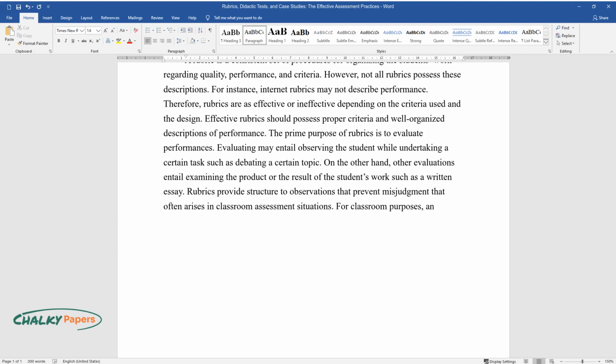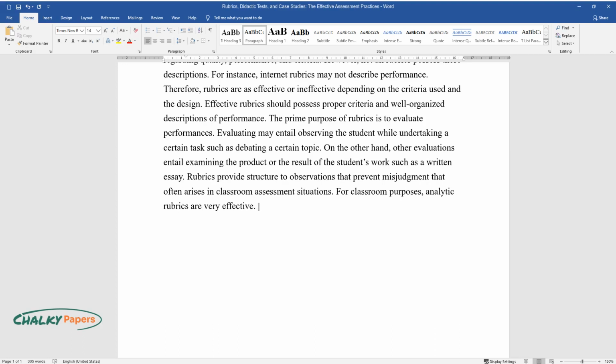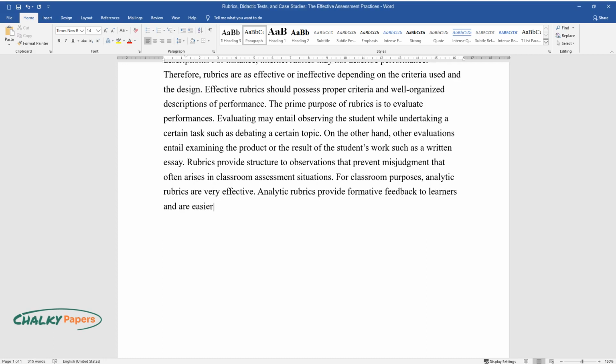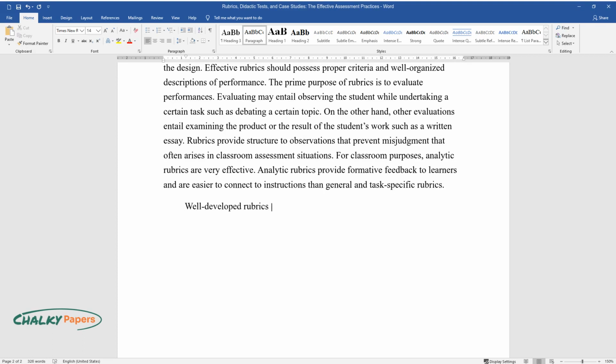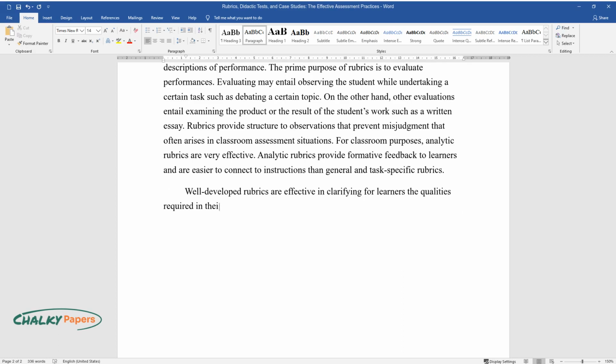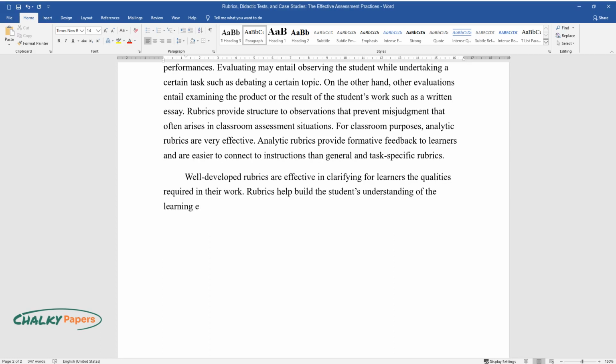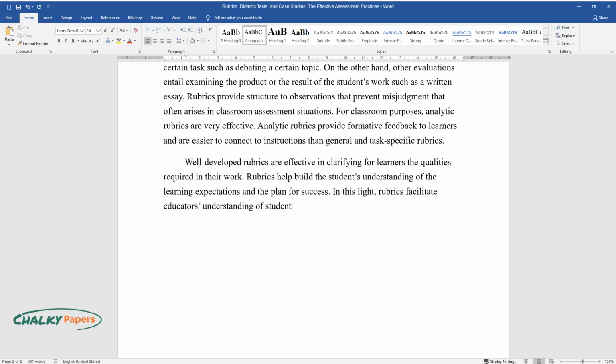For classroom purposes, analytic rubrics are very effective. Analytic rubrics provide formative feedback to learners and are easier to connect to instructions than general and task-specific rubrics. Well-developed rubrics are effective in clarifying for learners the qualities required in their work. Rubrics help build the student's understanding of the learning expectations and the plan for success. In this light, rubrics facilitate educators' understanding of students, and they help educators teach and assess students.